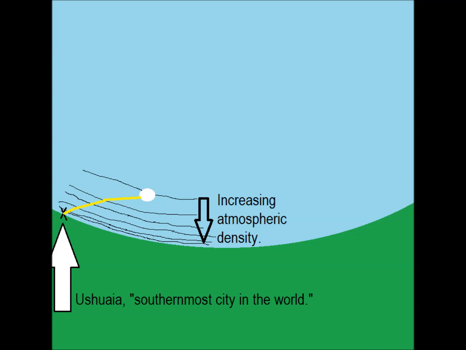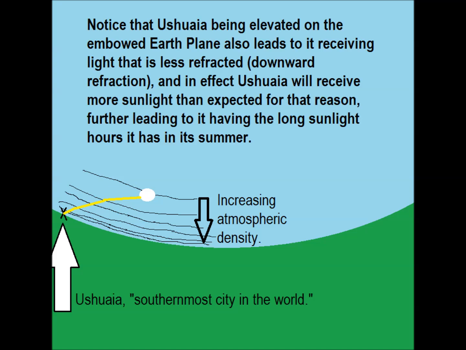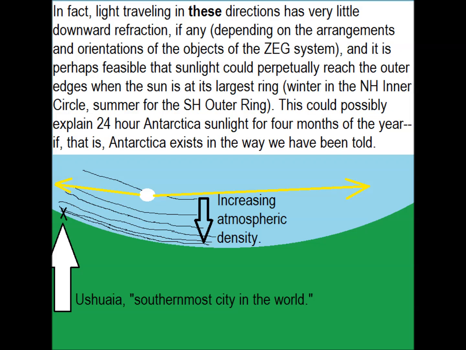In other words, light that travels from the sun to Ushuaia, if Ushuaia is elevated as you're seeing on your screen now on the Earth plane, will receive a much smaller amount of light refraction than a city more towards where the arrow is pointing. This will lead to a longer time until the sun sets in the distance. And furthermore, if one extends further to the edge, looking at the orientations of sunlight directions that you see on your screen now, it's possible that there will be no refraction or an inverse refraction where light will bend upward, thus allowing light from the sun to perpetually reach the edges when the sun is furthest towards the edge of the Zetetic eye gyroscope's Earth plane.